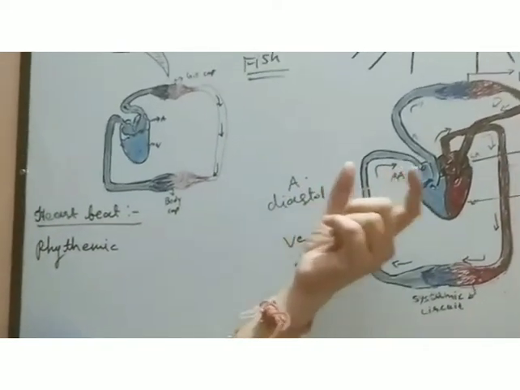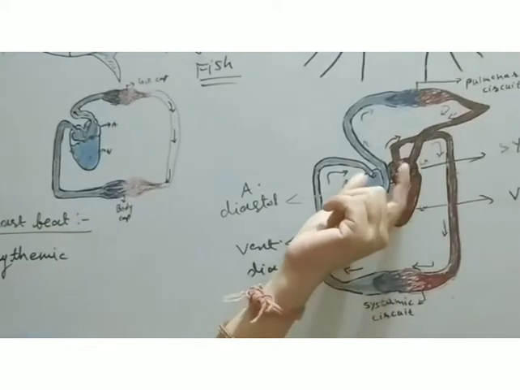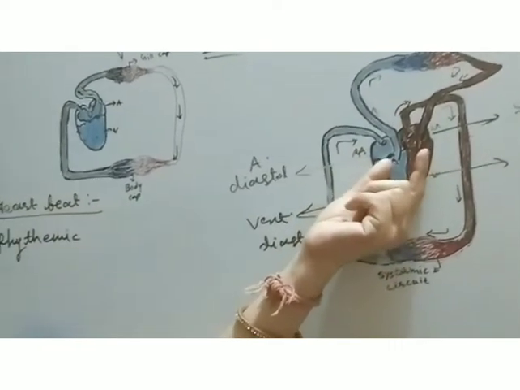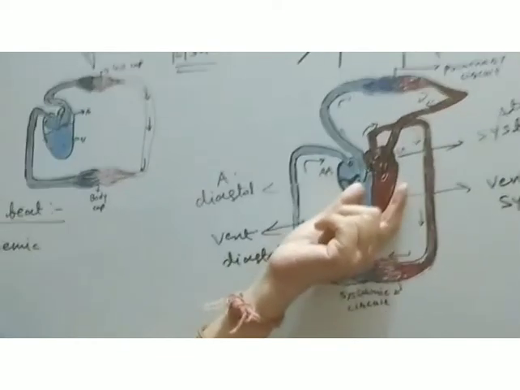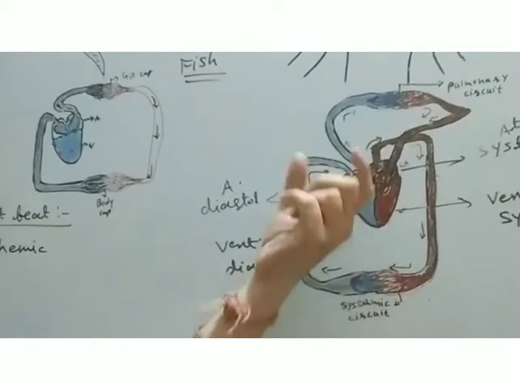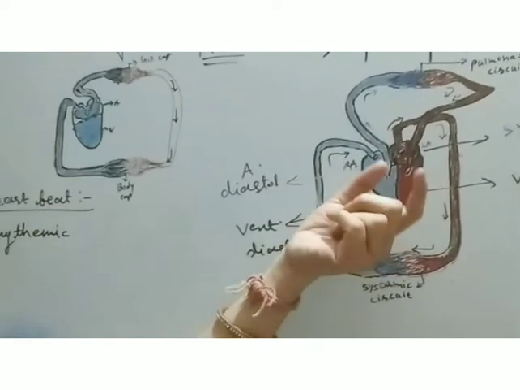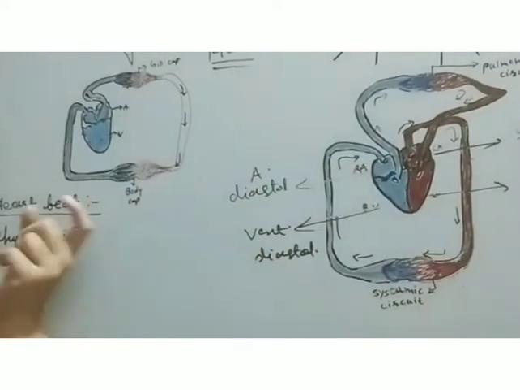During the heartbeat, first both the auricles contract and at that time the ventricles relax. Afterwards, both the ventricles contract and the auricles relax. This cycle continues one by one. That is called the heartbeat.